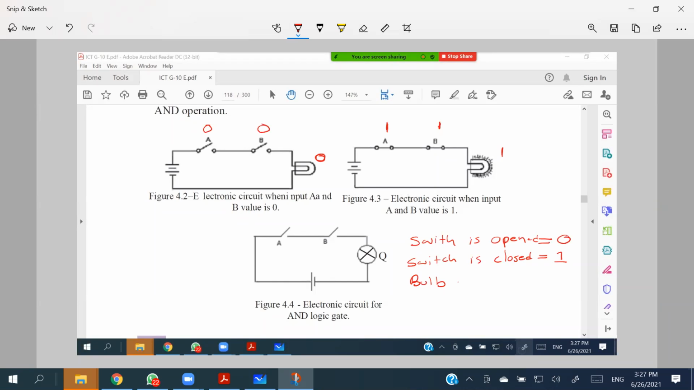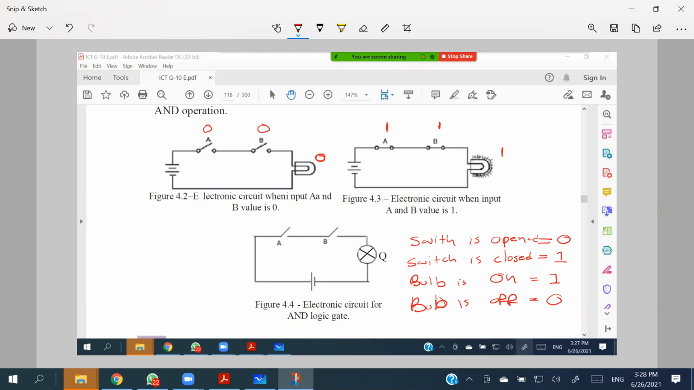Bulb is on indicates 1. Bulb is off indicates 0. So it's kind of working as an AND gate. අපිට මේ circuit එක AND gate එක විදිහට ගන්න බෑ, නමුත් මේක නිකන් AND gate එක වගේ වැඩ කරනවා.